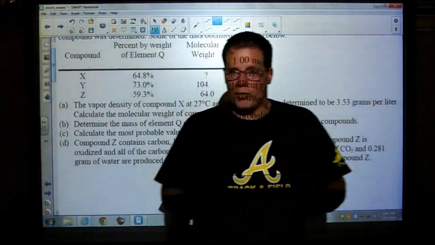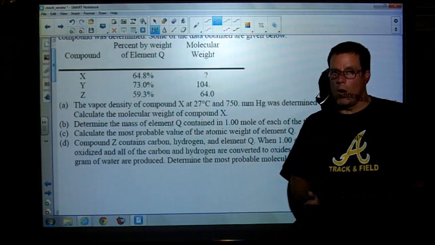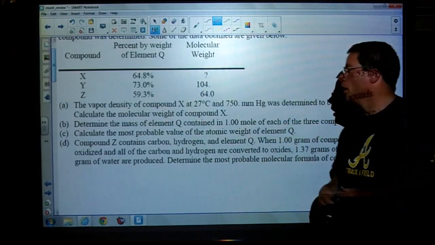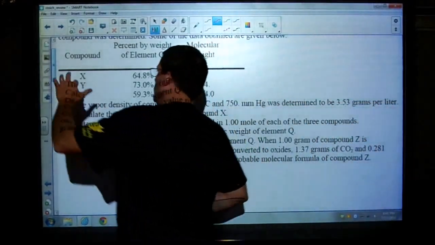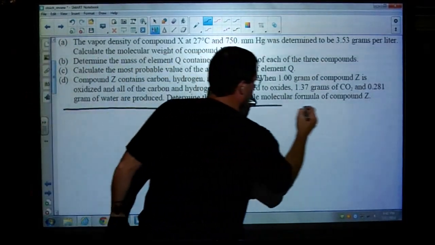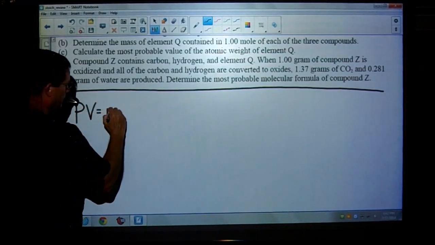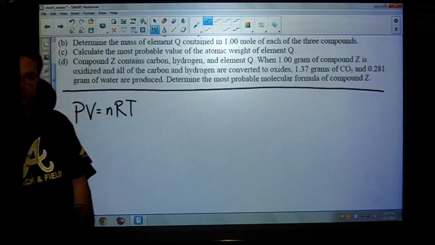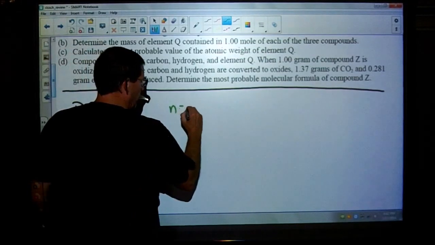True, this type of question was not asked in the summer packet. However, it was something that we discussed in pre-AP chemistry or honors chemistry. So again, we're looking for the molecular weight or molar mass. Retrieve your memories back to not too long ago, and you get to use PV equals nRT. You do have this equation on your equation sheet, which is nice.